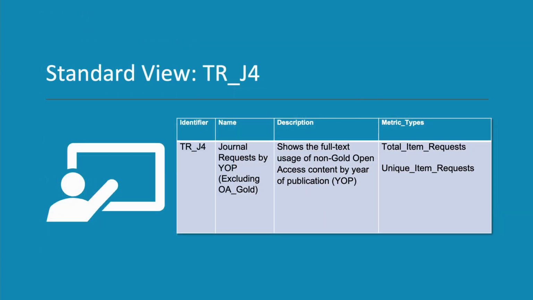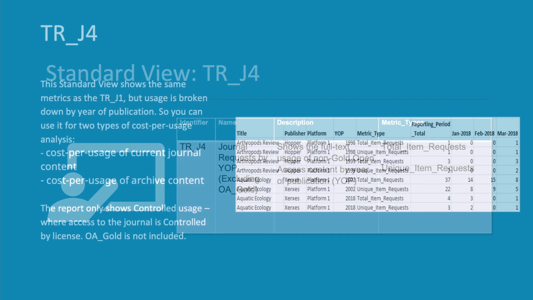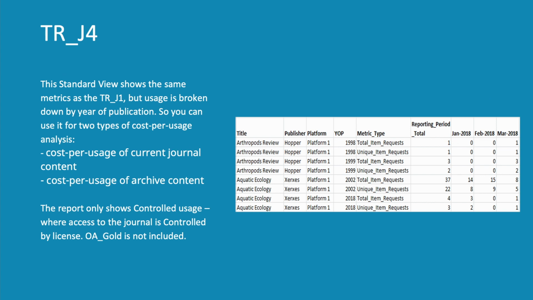The fourth standard view, TRJ4, is journal requests by year of publication, excluding OA Gold. This standard view of TR shows full text activity for all content which is not Gold Open Access by year of publication, which is abbreviated as YOP. This standard view shows the same metrics as TRJ1, but usage is broken down by year of publication. This means you can use the standard view for 2 types of cost per usage analysis. That is, cost per usage of current journal content and cost per usage of archive content.